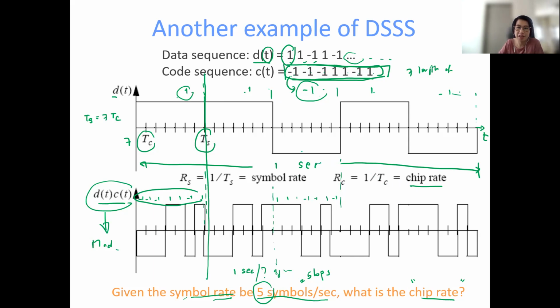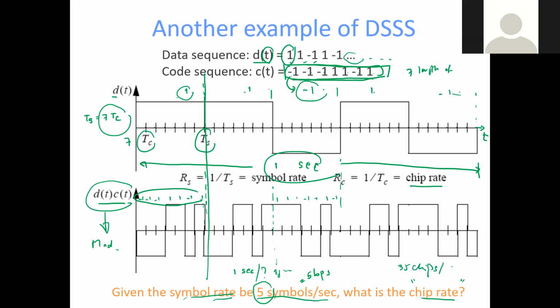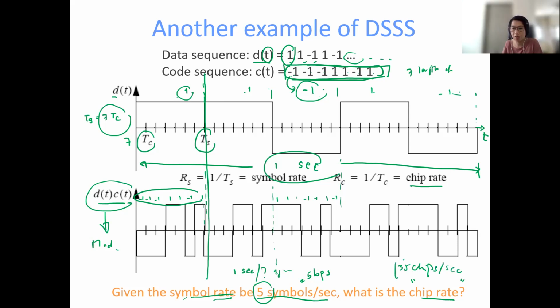In this 1 second, you have 5 bits, right? But for 1 bit, you have 7 chips. So you multiply 7 by 5. So in total, in 1 second, you can have how many chips? 35. Yes, 35 chips per second. So this is called chip rate, okay? This is chip rate. So the chip rate means how many chips can be sent in 1 second.